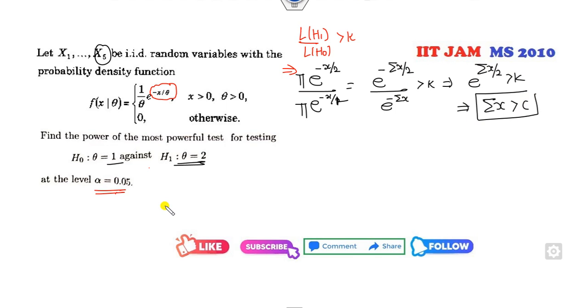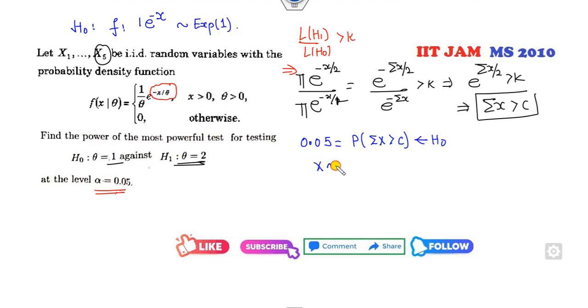Fine. Now alpha is given to you as 0.05. So what is the probability that summation of the x is greater than c under the h naught? So firstly, what is the h naught? Under h naught the function is 1, so this function is 1 e raised to power minus x. That means it is an exponential distribution. Fine. So if x follows an exponential distribution with parameter 1, then summation of x will follow the gamma distribution with parameter n, which is 5.